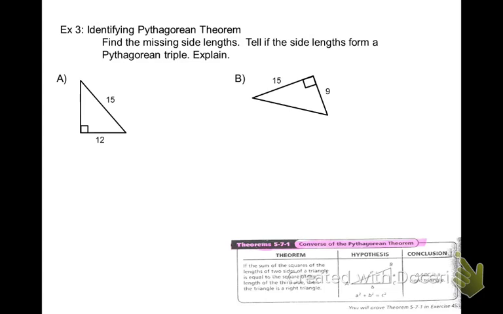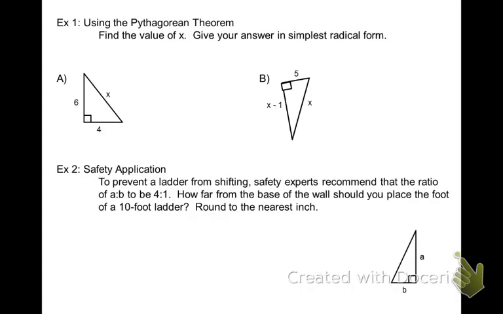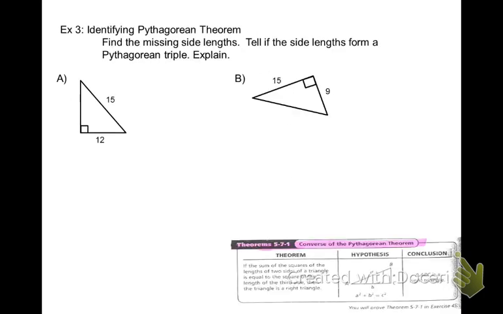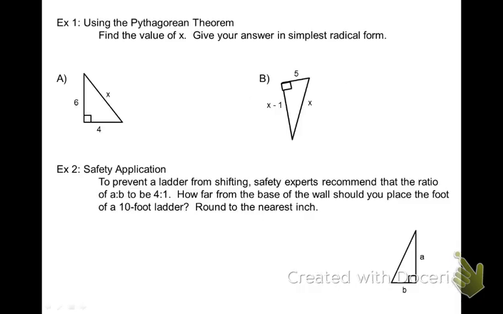So, identifying the Pythagorean Theorem. Well, that's example 3. I don't know why that happened like that. Use the Pythagorean Theorem. Okay, so we're going to find out the formula. So down here at the bottom is the converse of it. I don't know why it's doing that. Okay, so we'll do example 1.